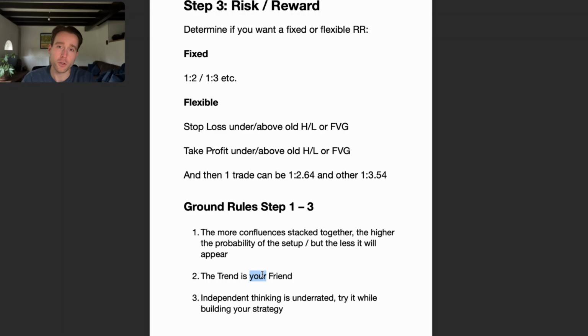Two, the trend is your friend. Go with the order flow. Look at the daily, weekly, monthly. Are we bullish? Are we bearish? And if you are bullish, go long; if you're bearish, go short. The easiest trades are when you are in line with the higher time frame order flow, the higher time frame structure. And independent thinking is underrated.